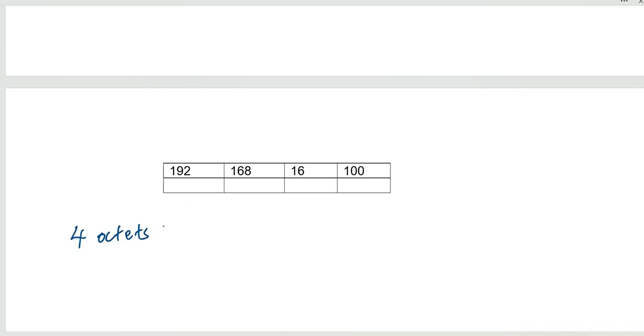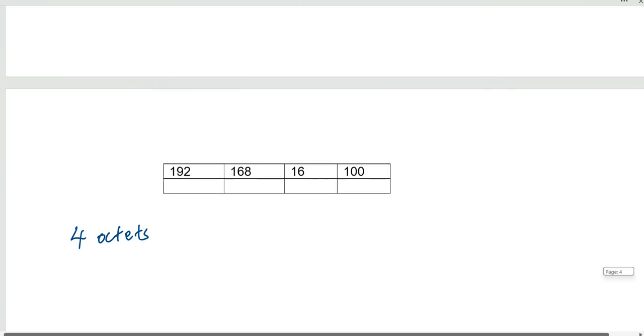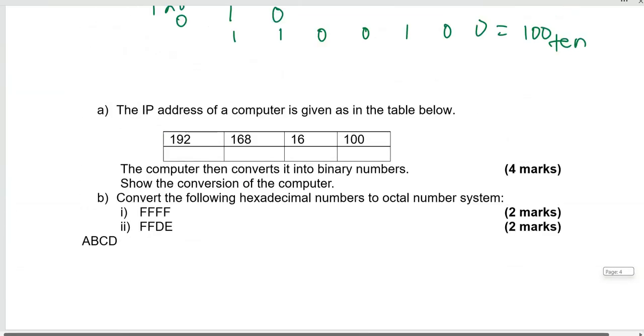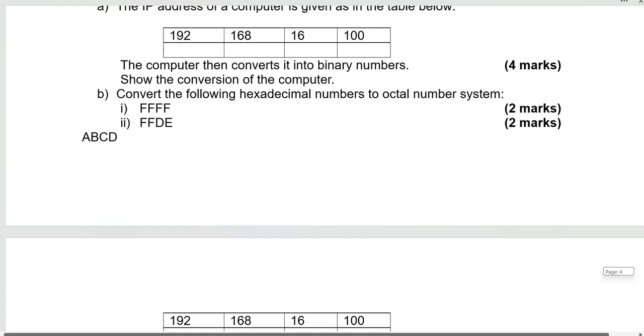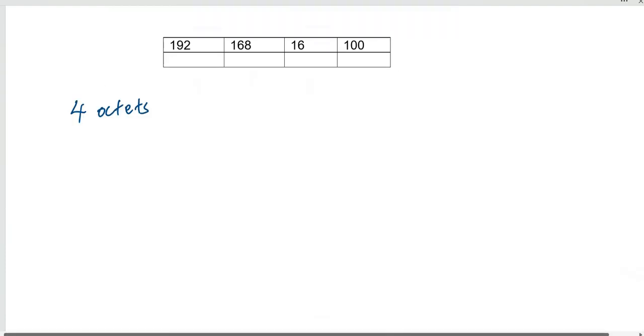What was the question? They are saying the IP address of a computer is given as below, 192.168.16.100. Then they are saying the computer then converts it into binary numbers. So they are telling us to show the conversion of the computer, meaning they want us to convert this IP address to the binary number system. So maybe before I talk about the 4 octets, can you also help us understand what an IP address means and why it is important in computer networks?